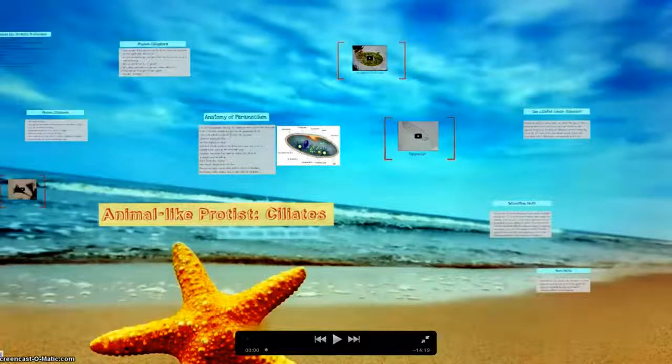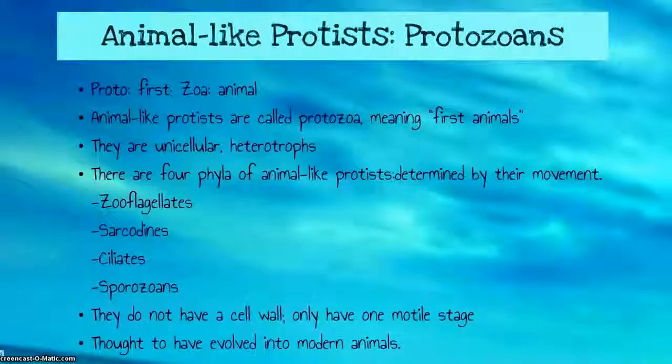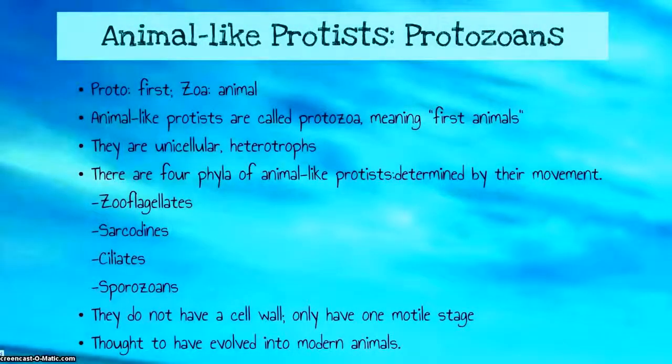So there's a key point right there. I would highlight this if I were you, or write it down. Okay, we're going to go straight into our lesson.